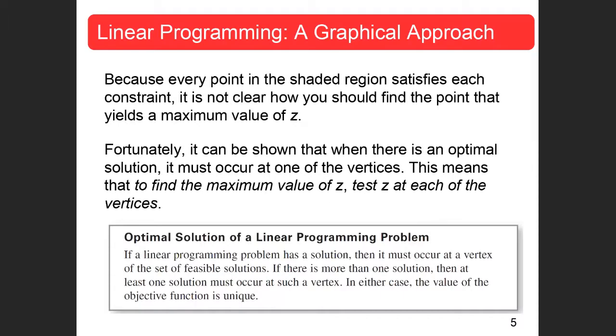Because every point in the shaded region satisfies each constraint, it is not clear how you should find the point that yields a maximum value of z. Fortunately, it can be shown that when there is an optimal solution, it must occur at one of the vertices or corner points. This means that to find the maximum value of z, all we have to do is test each of the corner points.